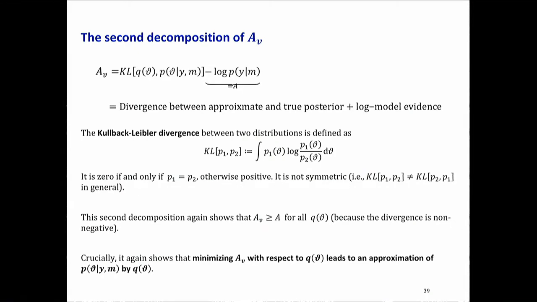We move AV, we wiggle around Q of theta so that AV goes closer to A, goes down, and if it goes down, we know it's going closer to A, and that means our approximate posterior is going closer to our true posterior. That's the magic of this.